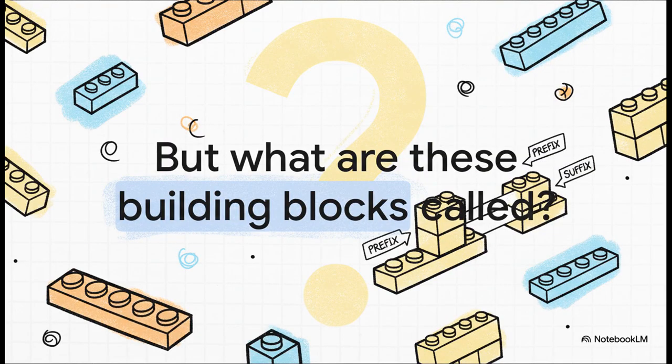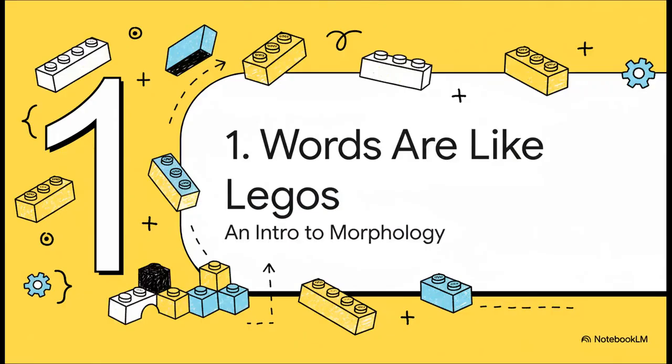So, that's the big question, isn't it? What are these little building blocks actually called? What are these fundamental parts that give words all their power? Well, welcome to the world of morphology. That's the fancy, official term for studying how words are formed. And those Lego blocks we keep talking about? They're mostly what we call prefixes and suffixes.